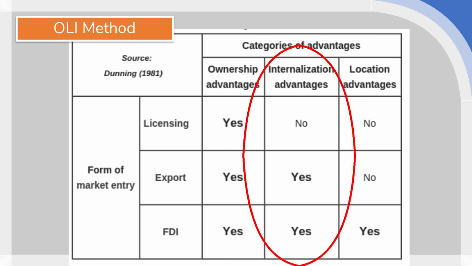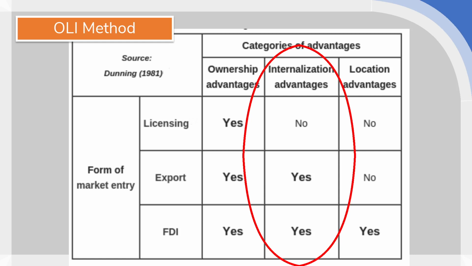So exporting is viable when there is an advantage, and FDI is viable when there is an advantage, because both exporting and FDI will keep key processes in-house. So it's important for us to examine the setup of the organization or the company that we're looking at, and make an evaluation as to whether there is an internalization advantage in that particular case.